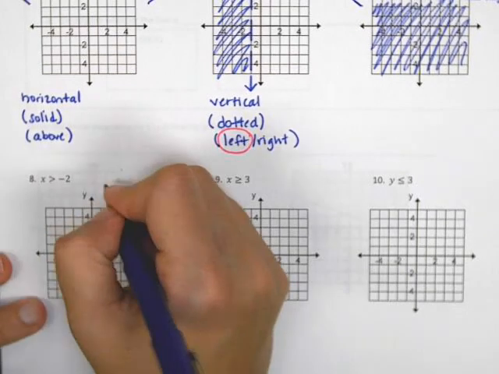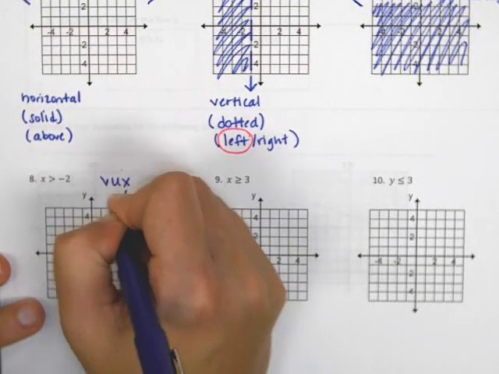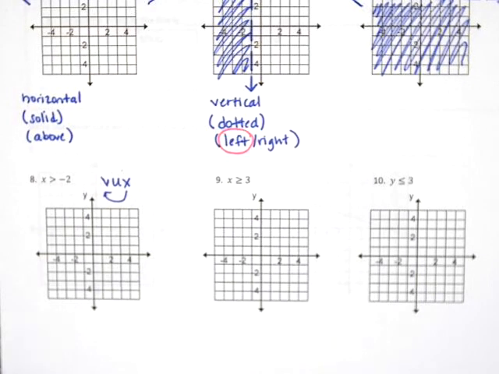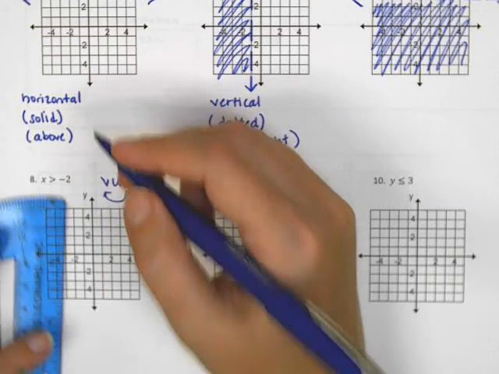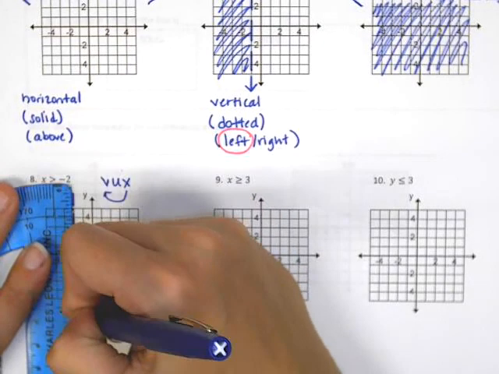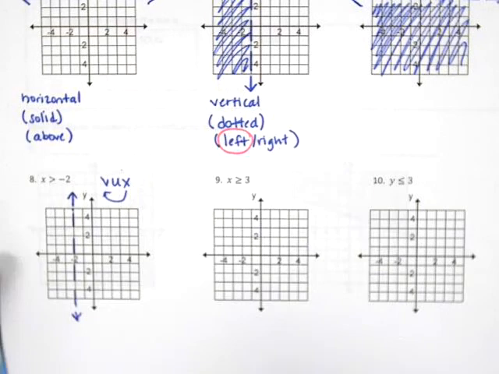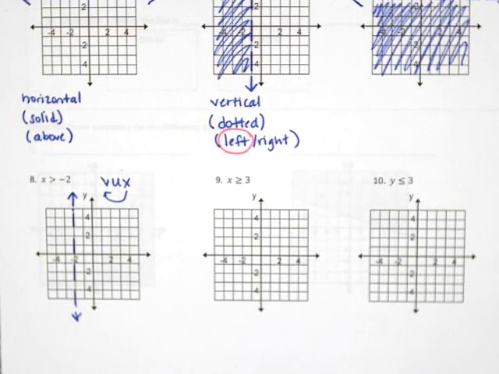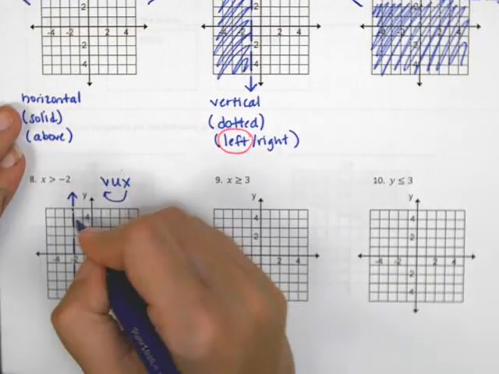For number 8, I know it's going to be a vertical line because there's an X in the equation. I also notice it's going to be dotted because there's no equal to symbol. Now this is the only time that instead of thinking above or below, I'm going to need to think left and right. This time we have a greater than symbol, which means we're going to shade to the right.